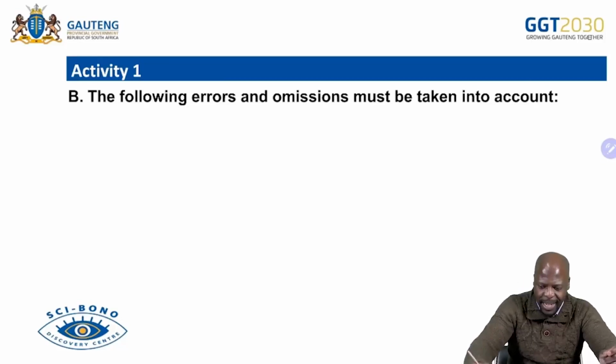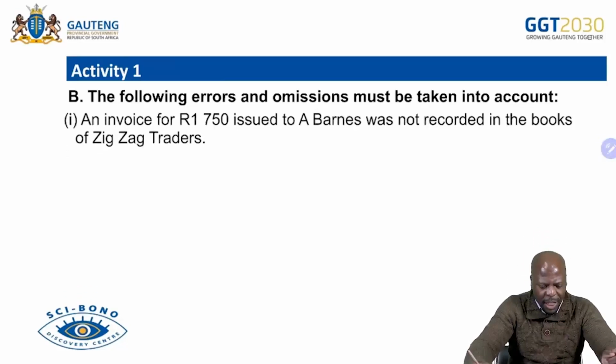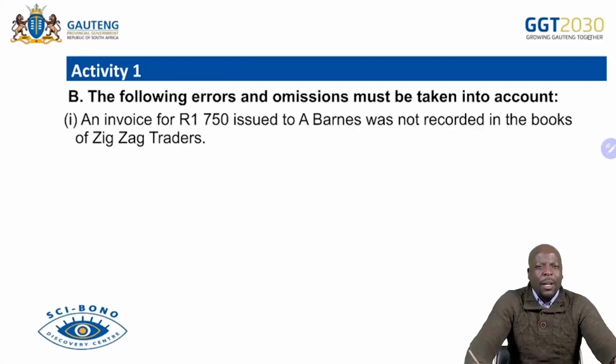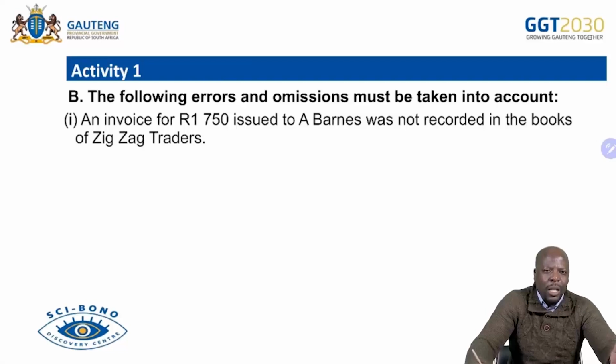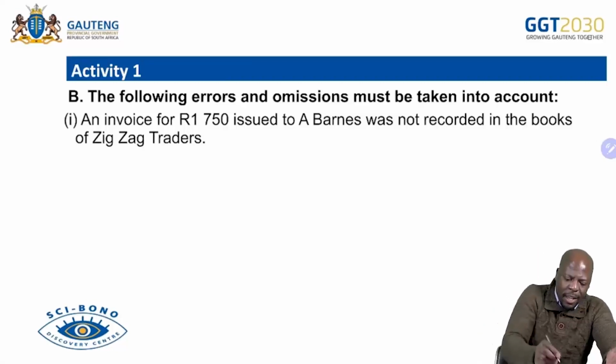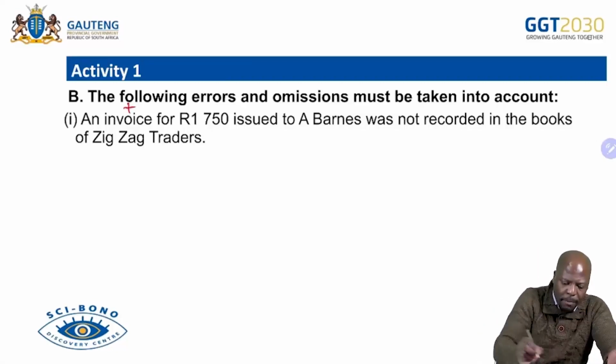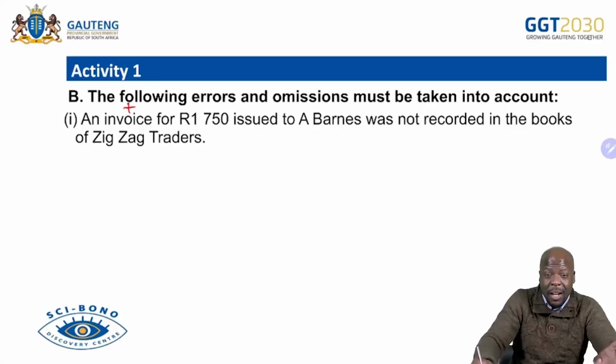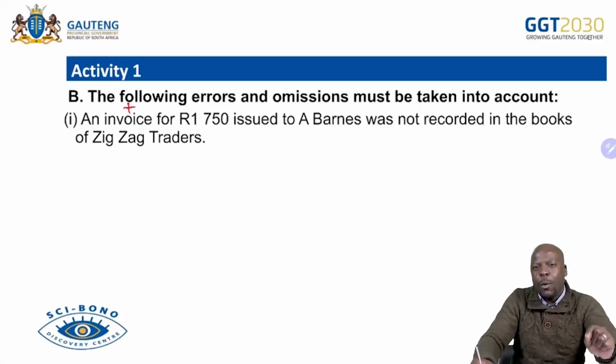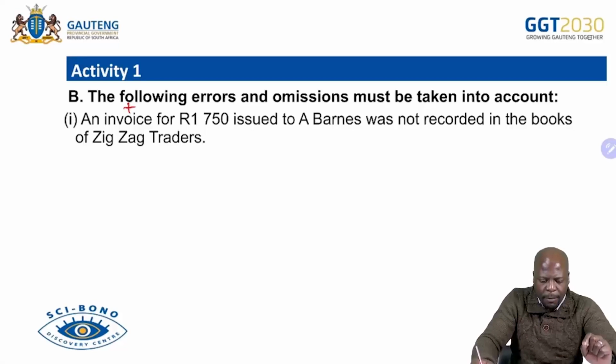Let's see. It says now, the first adjustment, or the first error, number one, it says an invoice. So I'm going to ask you again, what sign goes with the invoice? Before we go with the rest of the transaction, you have to know what sign is married to the invoice. The invoice is a plus. So here I'm going to have my plus. Before I can read the rest of the transaction, I need to know that my invoice is a plus. Let's hear what it now says. An invoice for 1,750 issued to A Barnes was not recorded in the books of Zigzag Traders.